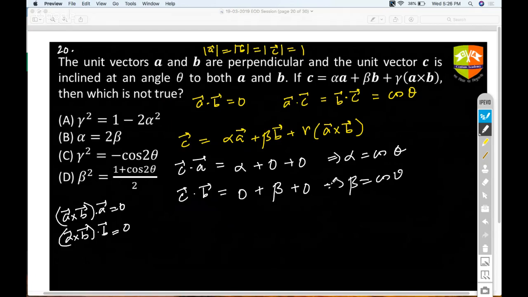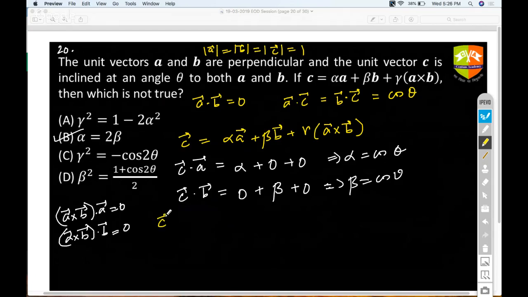So it's very clear that option number B is not true. So you can just mark option B. Okay, but let's say we want to ascertain whether option A, C, and D, none of them are incorrect. So let's check them out quickly.